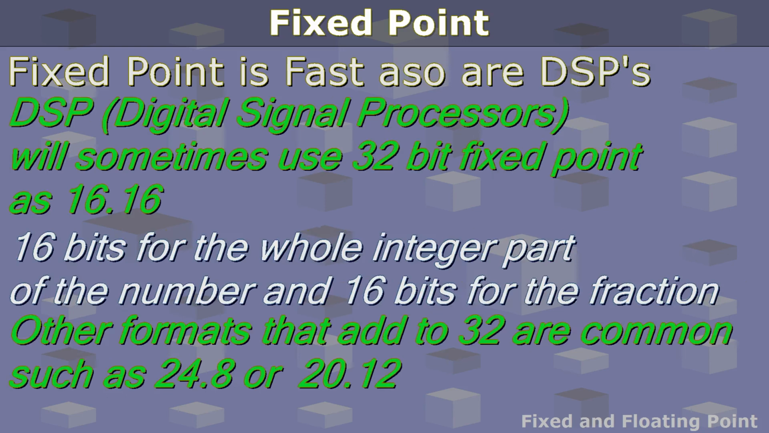So fixed point is used in digital signal processors. Sometimes you'll see a 32-bit fixed point number called a 16.16, where 16 bits are reserved for the whole part of the number and 16 bits for the fraction of the number. Other formats that could add to 32, you could split that as 24.8 or 20.12 or whatever you need to get the digital signal processing job done. So sometimes you should consider using fixed point in some of your smaller microprocessor projects.